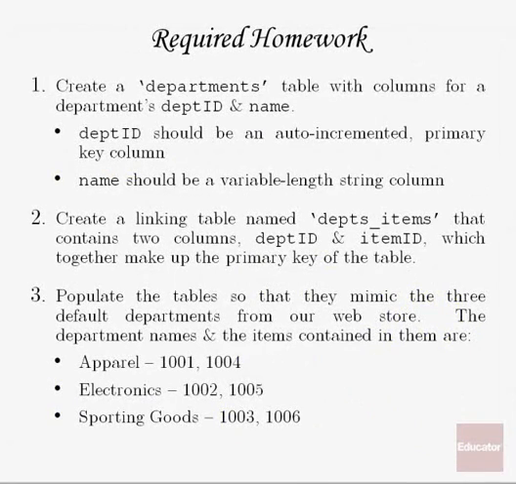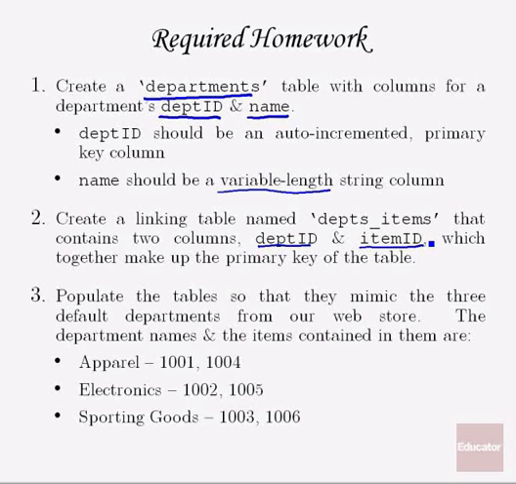So for your homework, I just want you to go ahead and do what we just did. Create the departments table that's going to have a department ID and a name column. The department ID is going to be the primary key. It should be an auto-incremented column, an unsigned int. The name should be a varchar, a variable length string column. Create the linking table, departments items, that has the columns department ID and item ID, which together make up the primary key of that table.